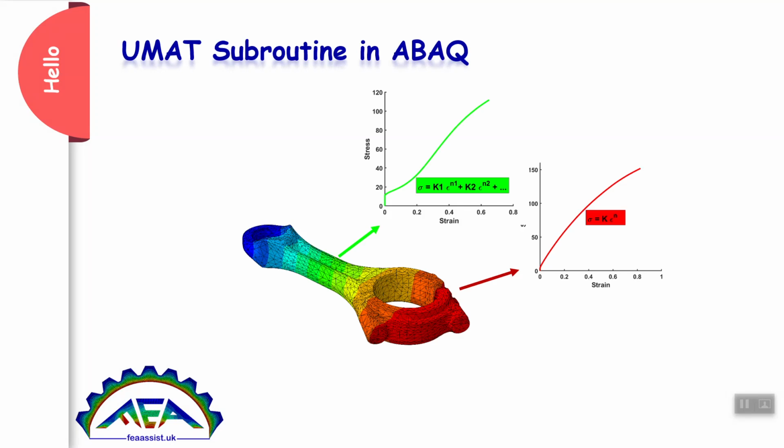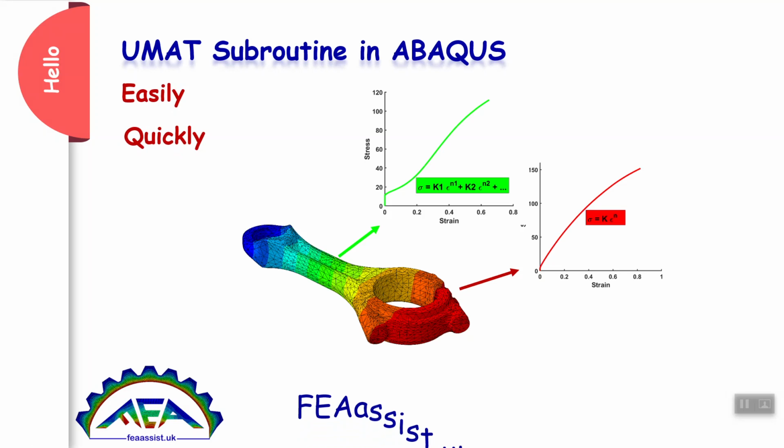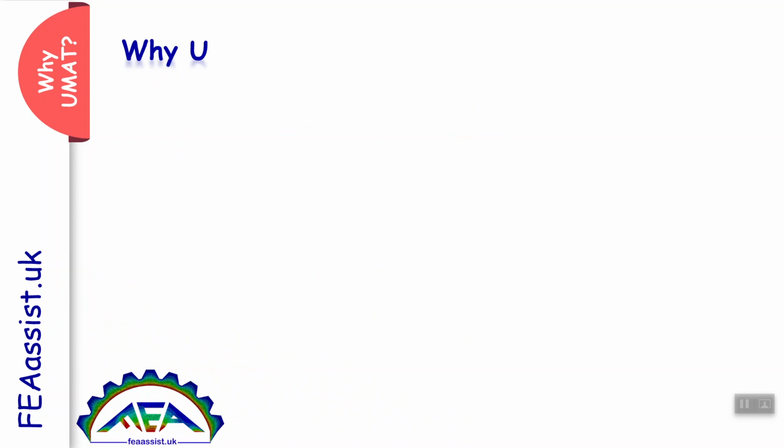Hello, you want to learn UMAT subroutine in Abaqus easily and quickly. UMAT is a subroutine to define a new mechanical behavior for materials. Stay with us. The first question, which is very important, is why UMAT? Why do we need a UMAT subroutine?